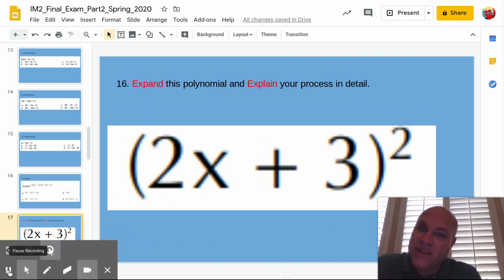All right, question 16 is a classic. Expand this polynomial and explain your process in detail. So I'm asking you, what does the 2x plus 3 squared really mean? When you expand it, you're just multiplying it out. So what do you get when you do that?